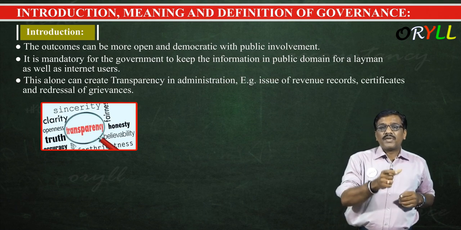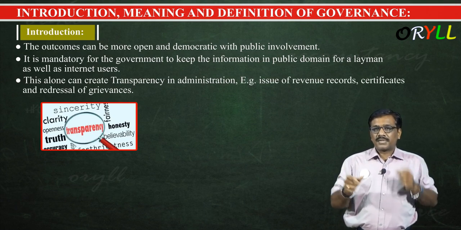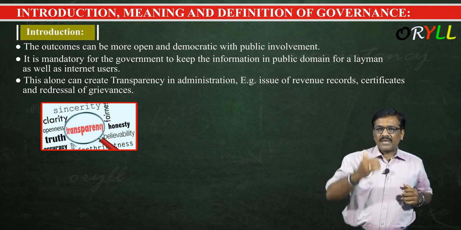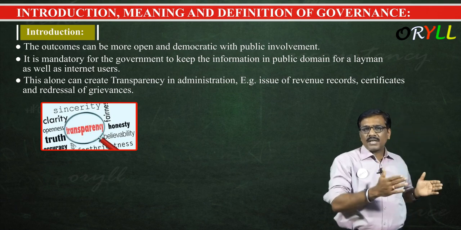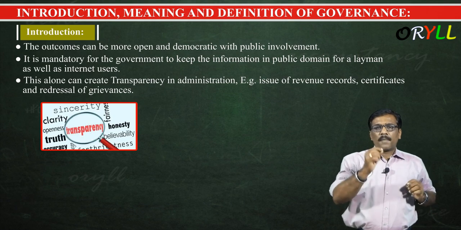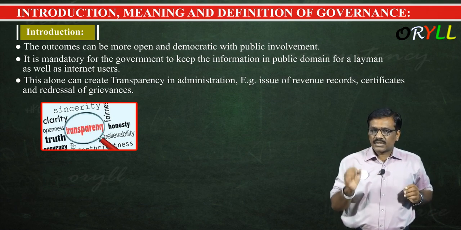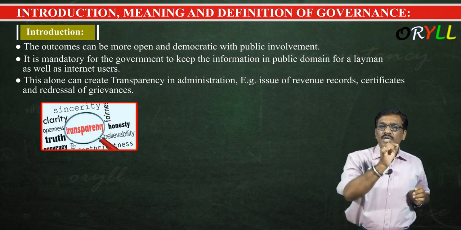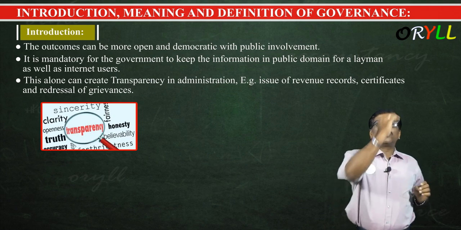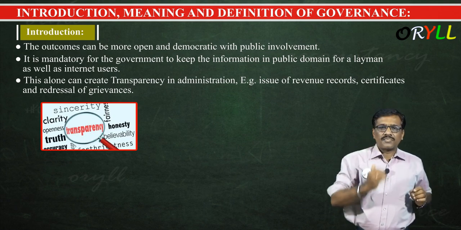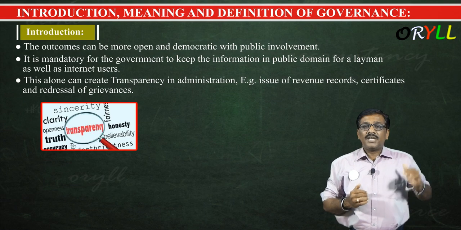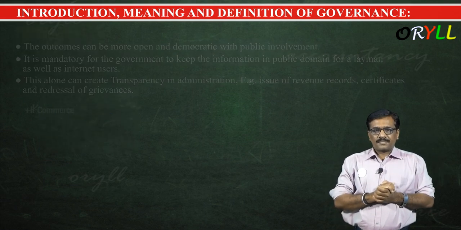Example, issue of revenue records, certificates and redressal of grievances. See, for example, if you want to apply for a revenue record, there will be a citizen charter hung outside the office. You apply for this, within 3 days you will get that certificate. This is the procedure, this fee you have to pay. If not, you can approach the ombudsman or some other senior officer. Everything will be provided there in detail.